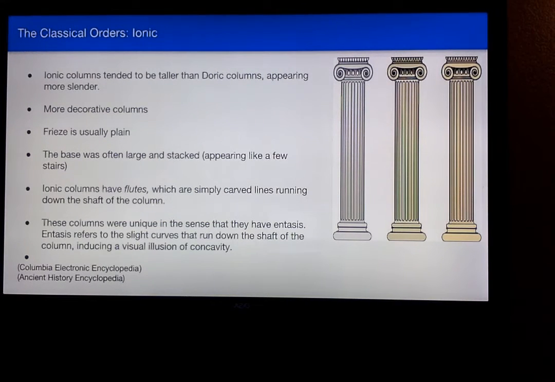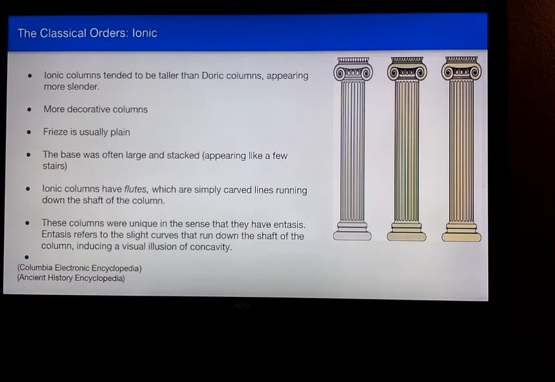Next of the classical orders is the Ionic. The Ionic columns tend to be much taller than the Doric columns, appearing more slender. They're a bit more decorative as well, and the frieze is usually plain. The base is often large and appearing stacked, almost like stacked rings or stairs.